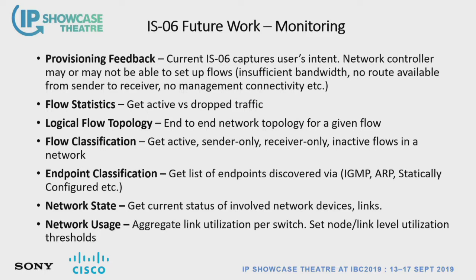Or the other case, maybe you have a sender streaming the data, but you don't have receivers which are online. So you need to get that kind of visibility. So you may have an active flow or sender or receiver only. And the last possibility is you may have sender and receivers both online, but there is no sufficient bandwidth in the fabric of the network, and so those are inactive. So that classification is something we are going to expose.